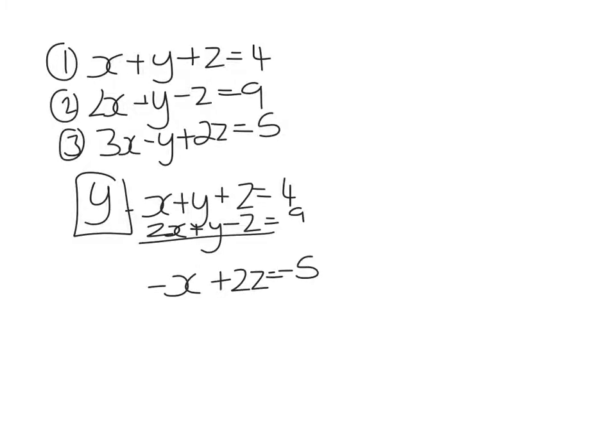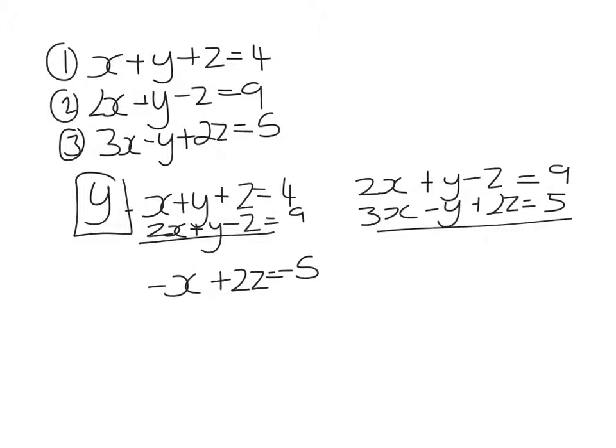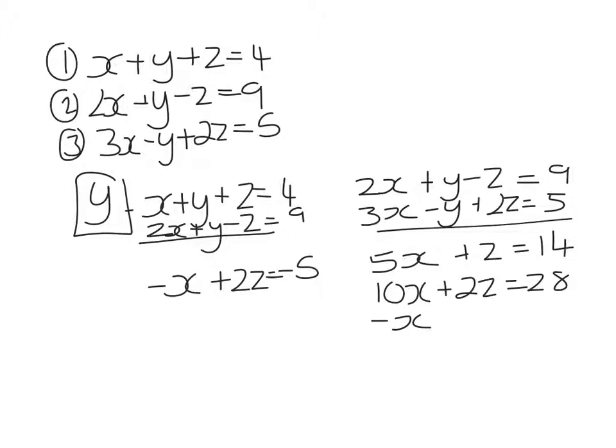I'm then going to take equation 2 and add to it equation 3, which is going to give me 5x plus z equals 14. Now here I have 2z, but in my second equation I've got 1z. So I'm going to multiply it by 2. 10x plus 2z equals 28. I have minus x plus 2z equals minus 5. And I'm going to subtract those.